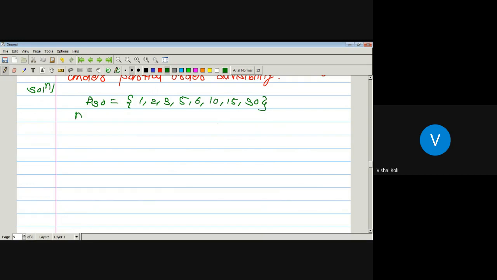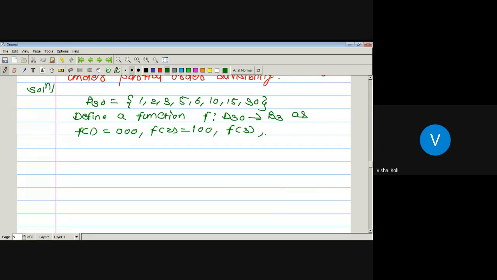Okay, now let us define one function f from D30 to B3. f of 1 is 0 0 0, f of 2 is 1 0 0, f of 3 is 0 1 0, f of 5 is 0 0 1, f of 6 is 1 1 0, f of 10 is 1 0 1, f of 15 is 0 1 1, and the last one, f of 30, is 1 1 1.